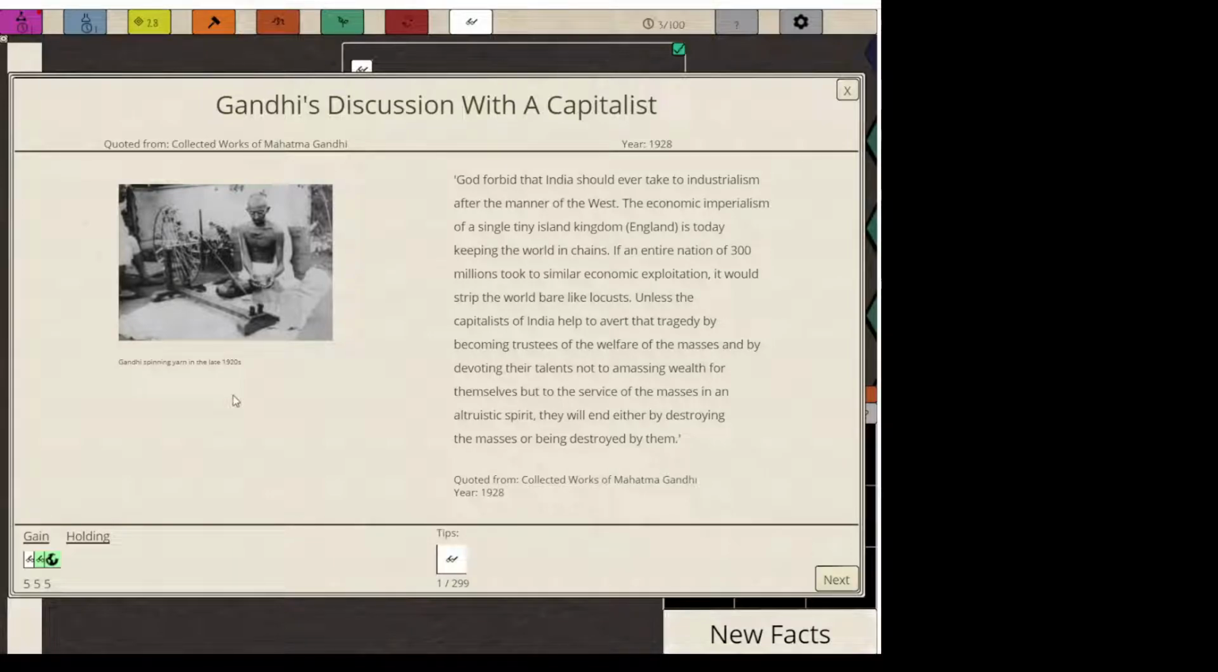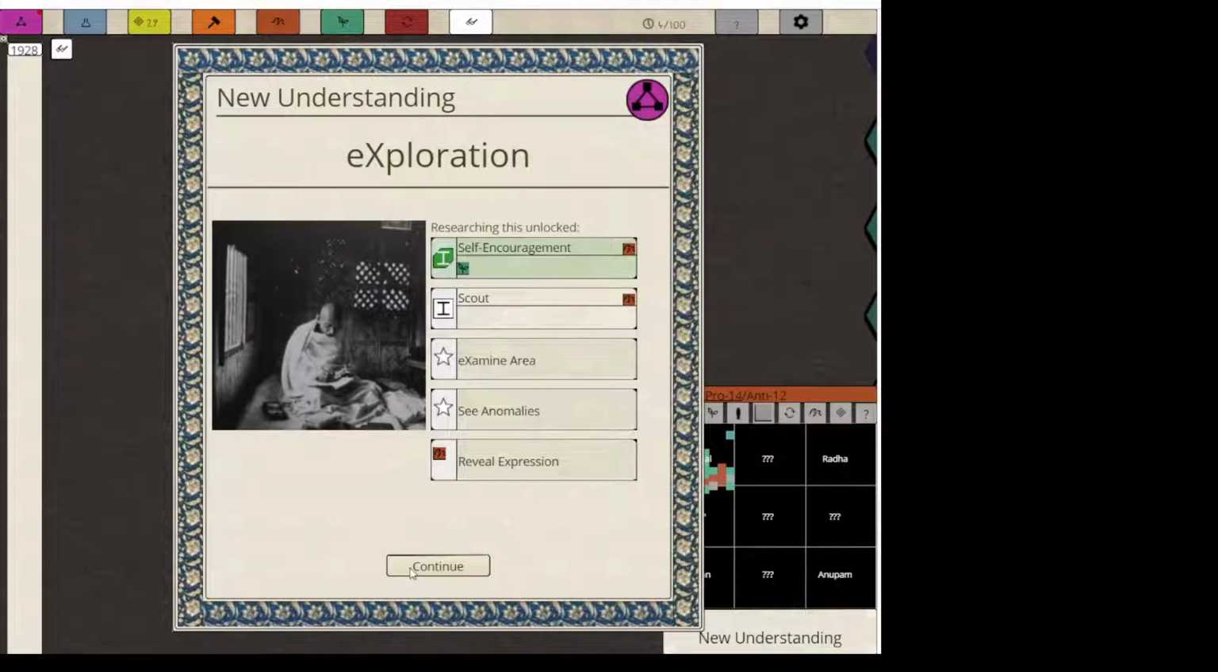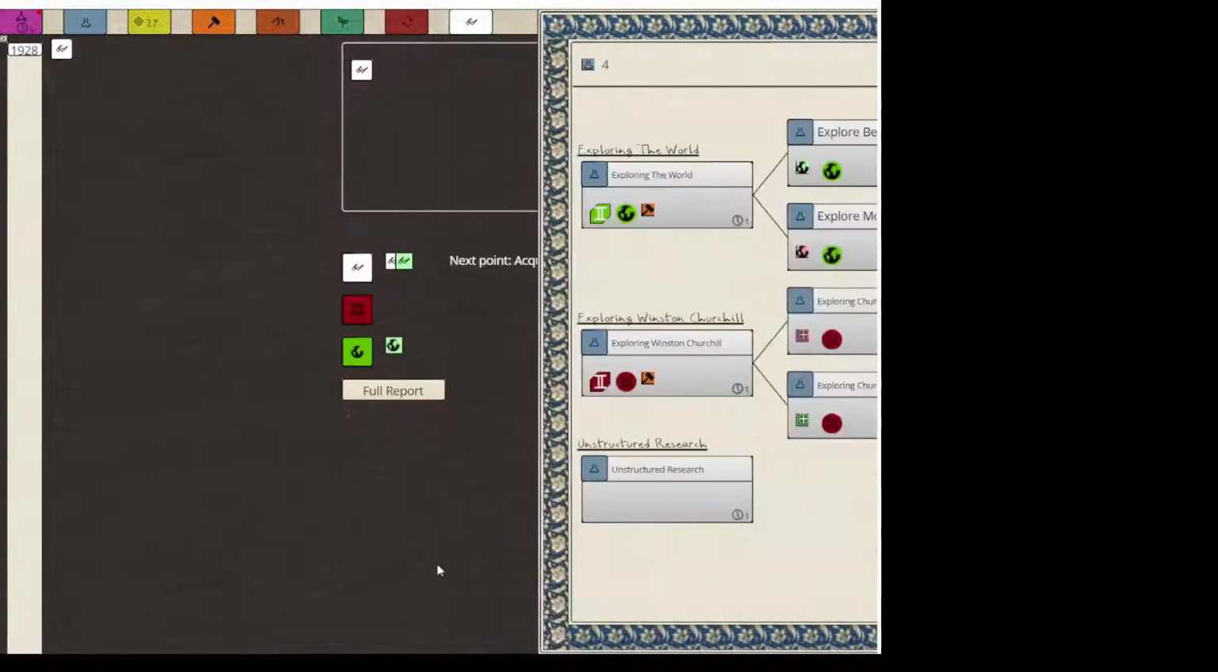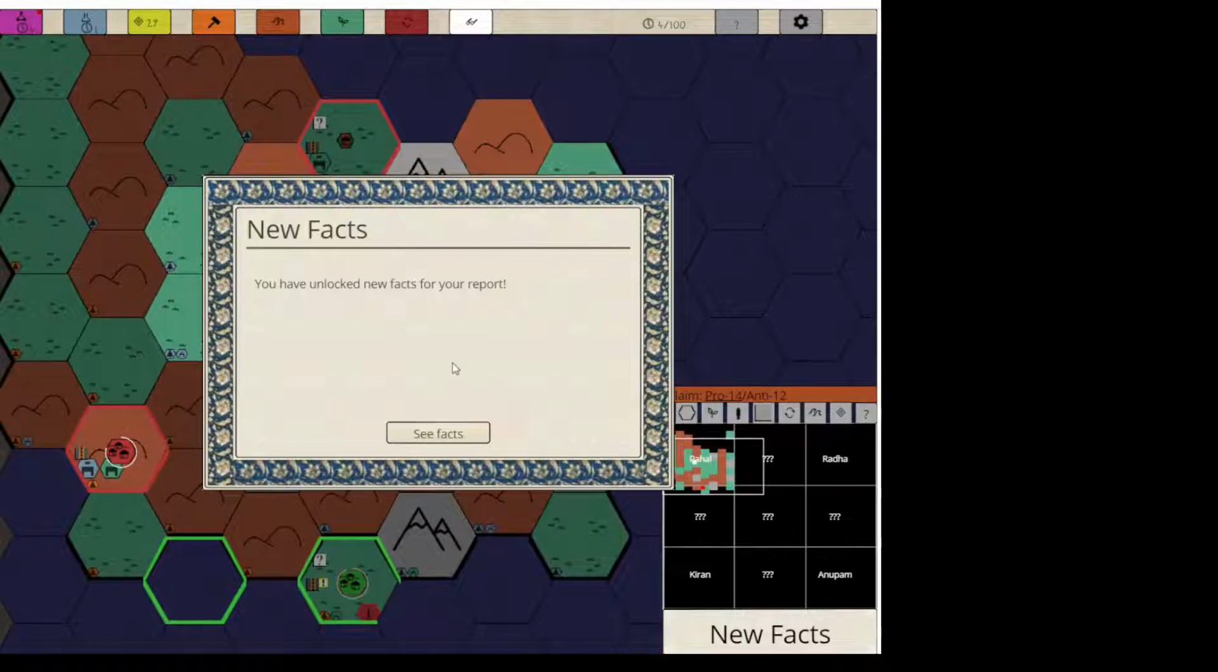So here's our first fact, which is a quote from the collected works of Mahatma Gandhi. It's Gandhi's discussion with a capitalist, where he talks about how the imperialism of England keeps much of the world in chains because of the existence of colonial economics, where countries like India and South Africa were kept impoverished in order to supply industry in England. And the point is that if the 300 million that India was at the time took to such exploitation, it would strip the world bare. And yeah, I feel like I don't even need to make a statement affirming that. It's self-evident at this point. But anyway, just going to keep exploring over here, see what's going on.